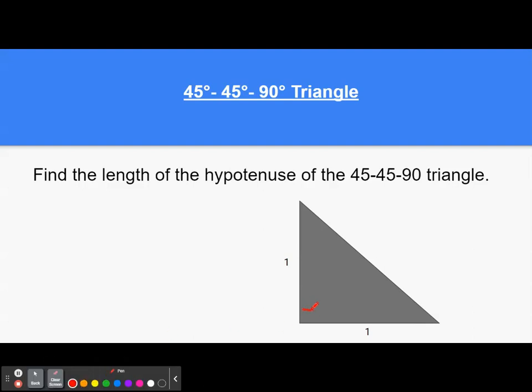This right here is your right angle. This side has a length of 1. This side has a length of 1. It wants you to find your hypotenuse. Okay? So, to do that, I need to first do the Pythagorean theorem. Javier, can you remind me, what's the Pythagorean theorem again?